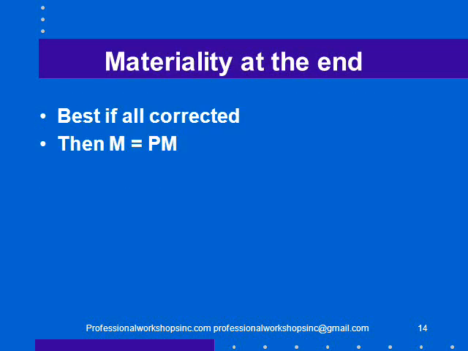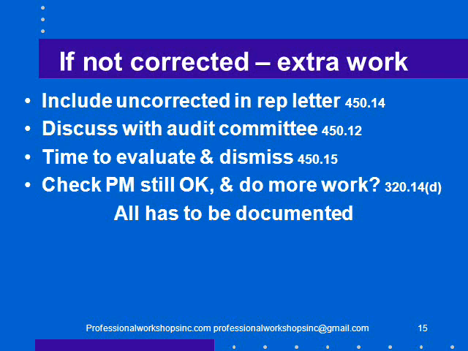Now, materiality at the end of the audit. We've already argued that it would be best if everything were corrected, because then materiality and performance materiality are almost the same. But if everything isn't corrected, there's a bunch of extra work we have to do at the end of the audit. We have to include the uncorrected errors in the representation letter. We have to discuss it with the audit committee or those charged with governance. We have to spend time evaluating and dismissing as immaterial the errors we have found.